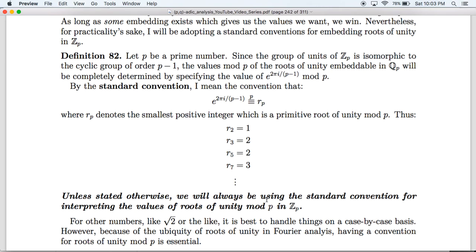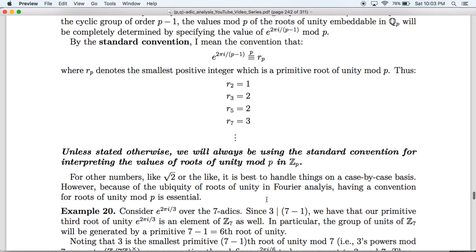For other numbers like the square root of 2 and so on, it is best to handle things on a case-by-case basis. However, because of the ubiquity of roots of unity in Fourier analysis, having a convention for roots of unity mod p is essential just to keep our computation straight.